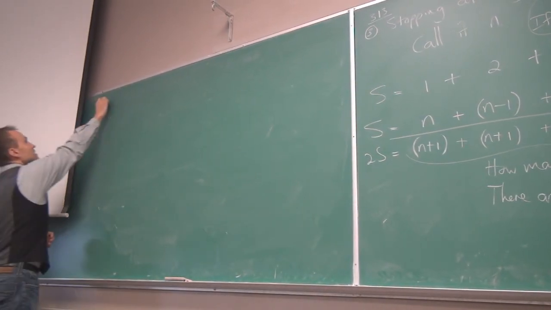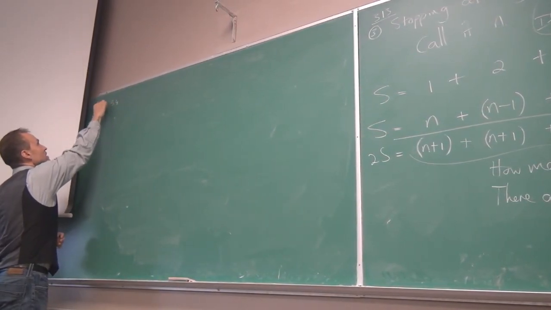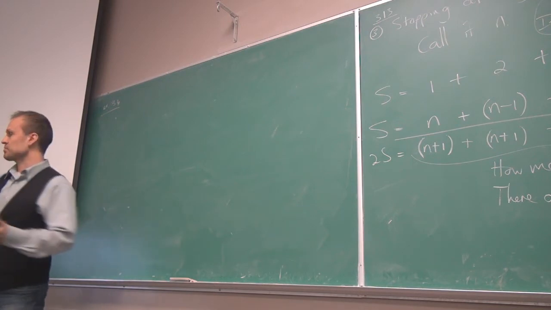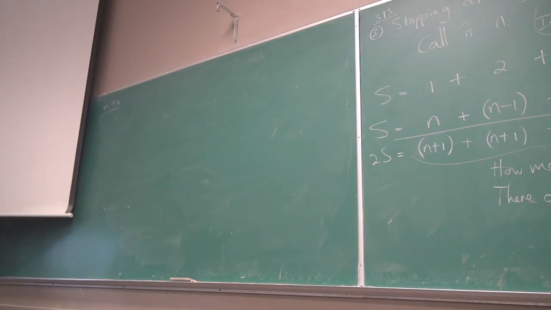3.4. "16 people in a round-robin tournament played every person once." So every person plays every other person. You can't play yourself. How many games were played?